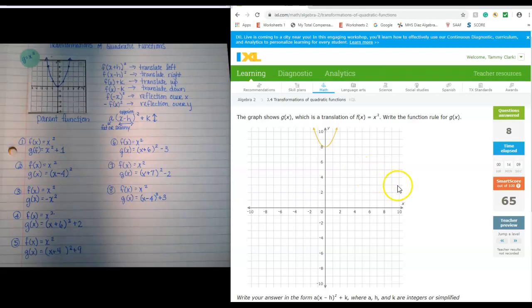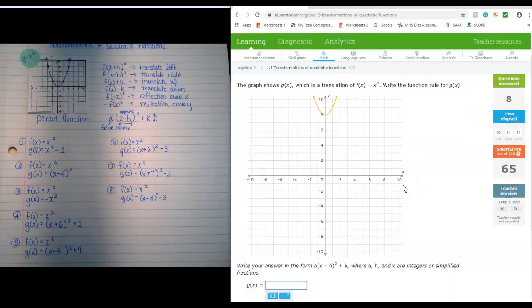All right, this time they're giving us a graph and asking us to write the function rule. So when you're looking at the graph, instead of being given words and writing our equation, we're going to write the equation from this picture form. Now, it says the graph of g of x. Okay, so this was the result of a transformation from our parent function x squared, which went through the origin. And they're asking us to write the rule.